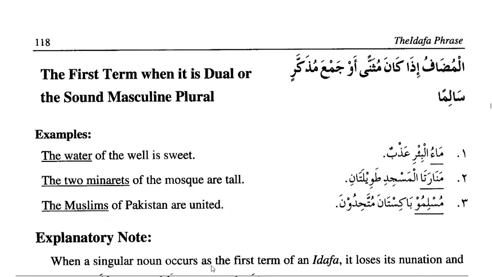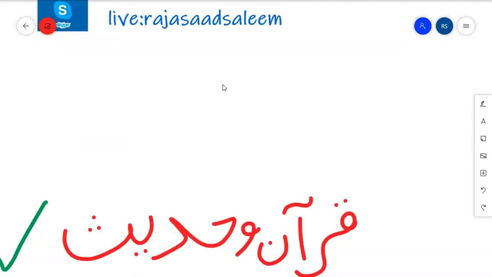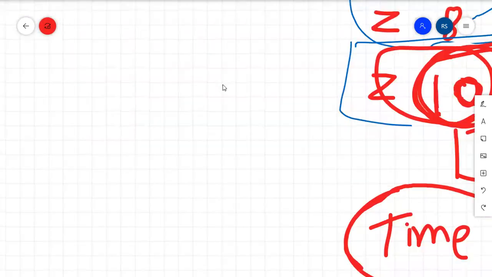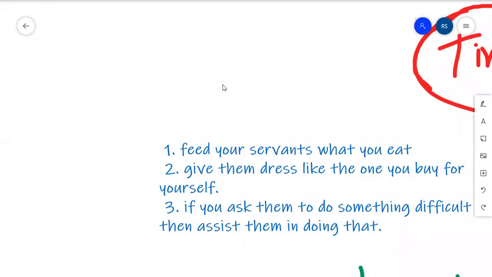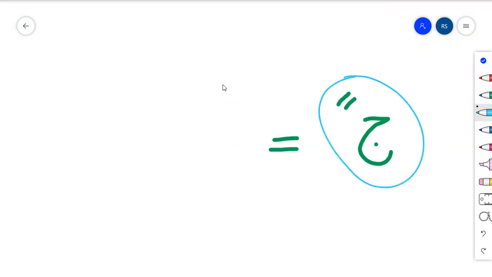Do you know what is the meaning of tanween? Tanween, now. What is the meaning of tanween? Two fathas, two kasras, two dammas. If I write a word like this, in real, we see this word, but in reality, there is something else here. Can anyone tell me what is the real form? Yes. Noon. Yes, we have to add an alif.